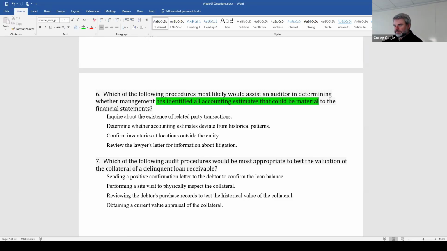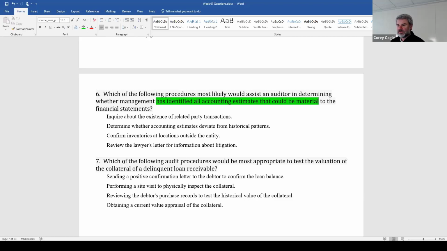The problem with B is we're analyzing estimates that have been recorded. If they've never been recorded, this wouldn't really cut it. And it's kind of an analytical procedure anyway. So B's not that great. C says we're going to confirm inventories at locations outside the entity. Okay, again, not really dealing with accounting estimates here.